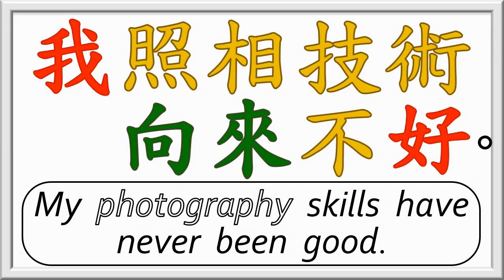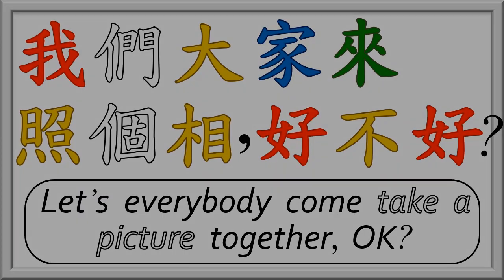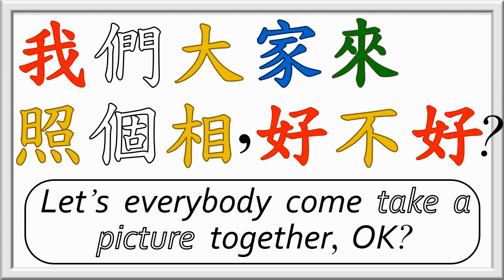我照相技术向来不好. My photography skills have never been good. 我们大家来照个相好不好? Let's everybody come take a picture together, okay? A camera would logically be 照相机, often shortened to just 相机.